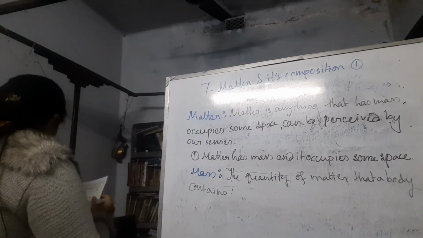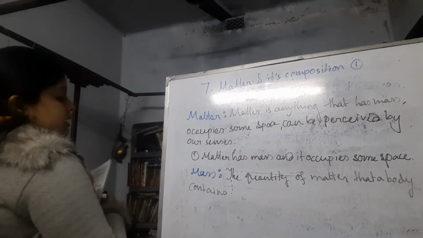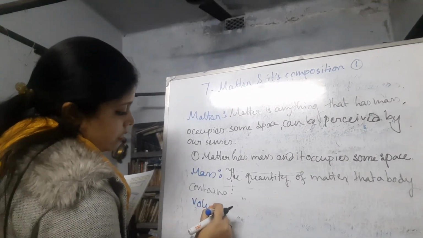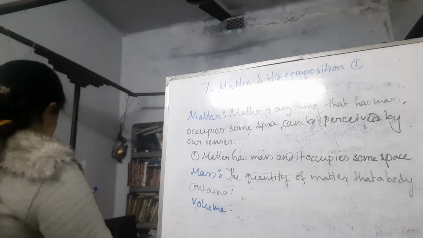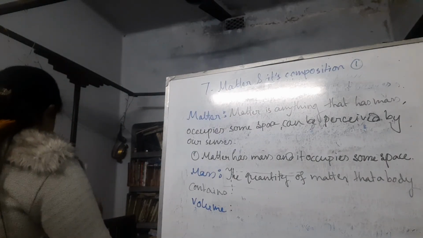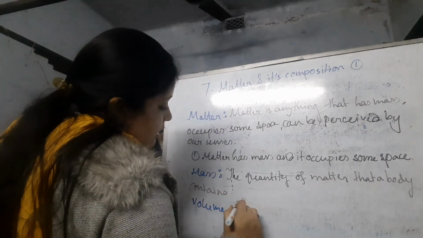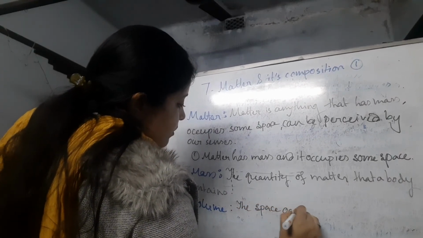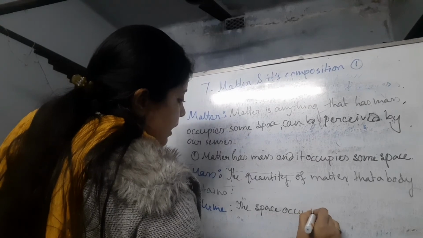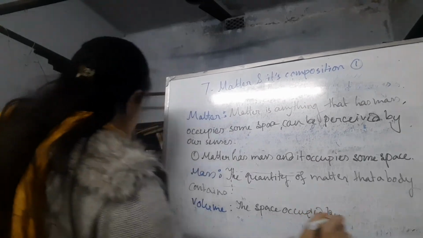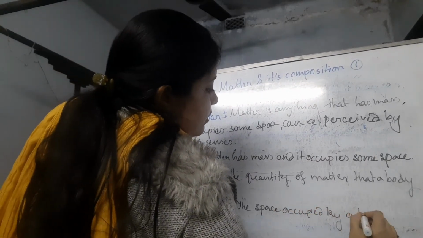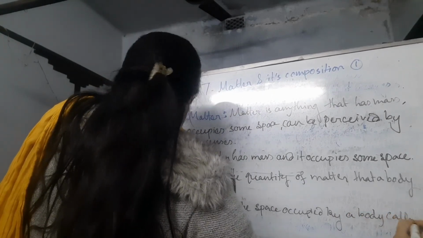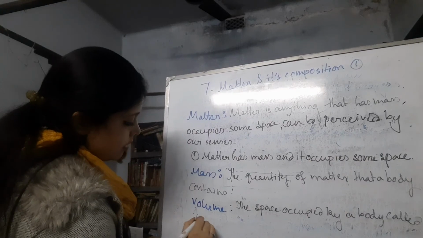And one more thing is volume. So what is volume? Volume means the space occupied by a body is called its volume.